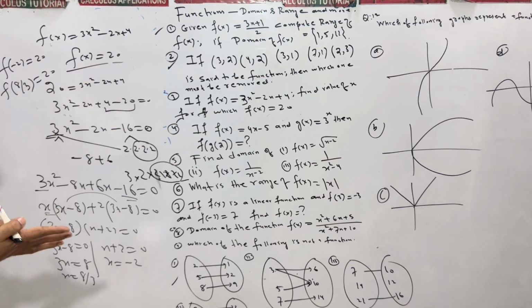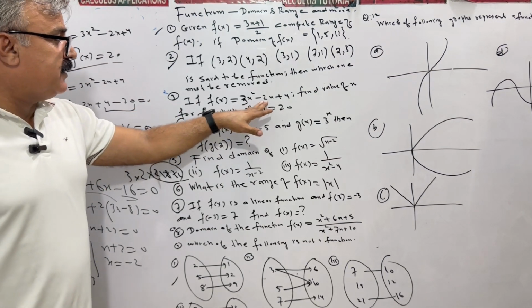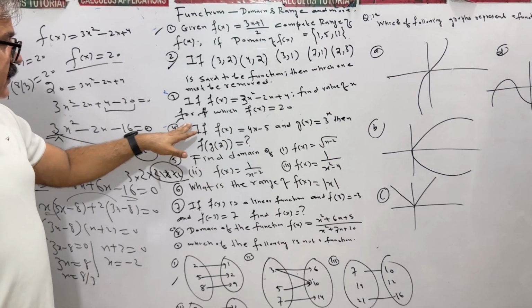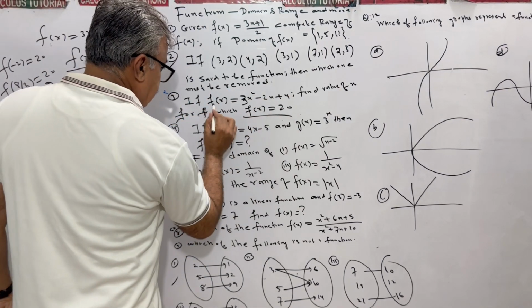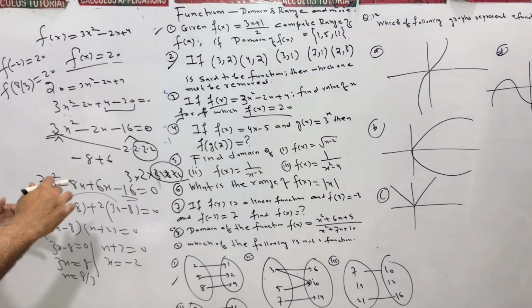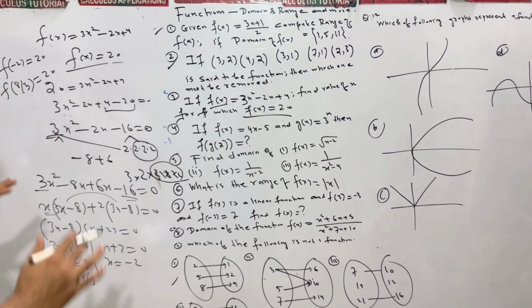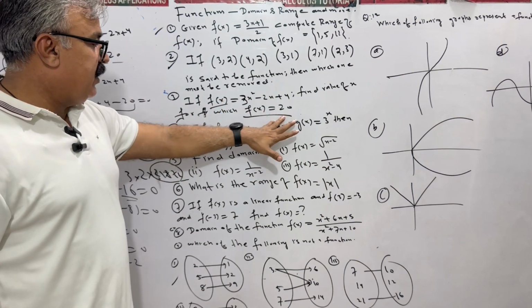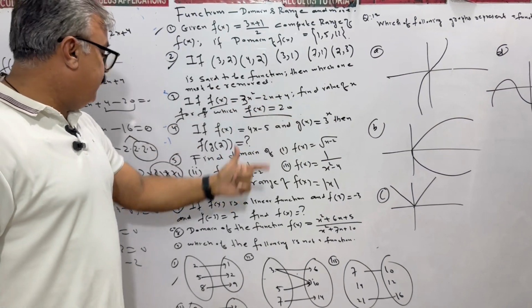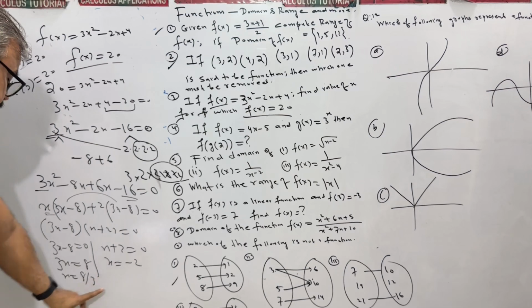Let me read the question again for you. If f of x is equal to 3x square minus 2x plus 4, find the value of x for which f of x is equal to 20. Here f of x having value 20, just plug in the value of f of x as 20, then solve for x. Or more mathematically, the range is given. When the function has range 20, we are asked to find its domain. That domain results in negative 2 and 8 over 3.